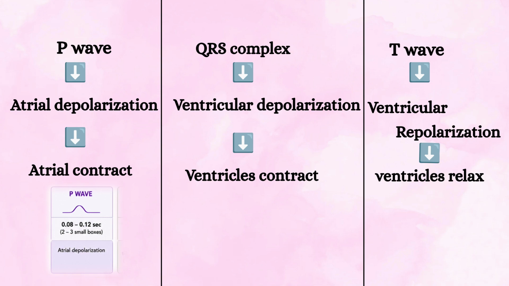P wave represents depolarization of the atria. Atrial depolarization spreads from the SA node towards the AV node and from the right atrium to the left atrium.